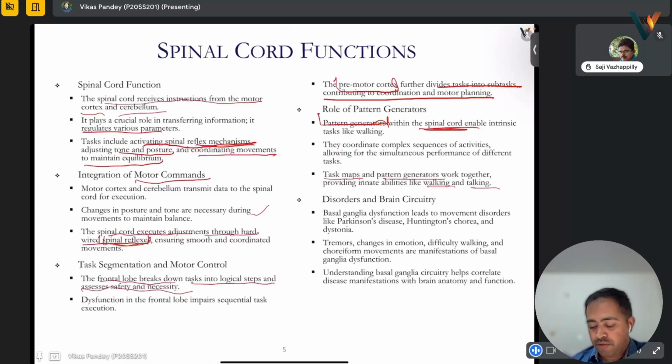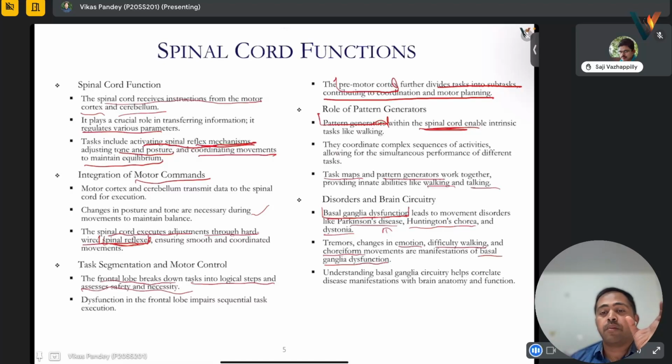Okay. Then there are some disorders related to the brain circuitry involving these movements. Okay. If there is some problem with the basal ganglia, some dysfunction, that leads to movement disorders like Parkinson disease, where the person can have shaky hands without any reason. The movement can be shaky, or you can say it's not a very smooth movement, not synchronized. This is a very common disease, right? Then Huntington chorea and dystonia, tremors, change in emotion, difficulty in walking, and choreiform movements are the result of this basal ganglia dysfunction.